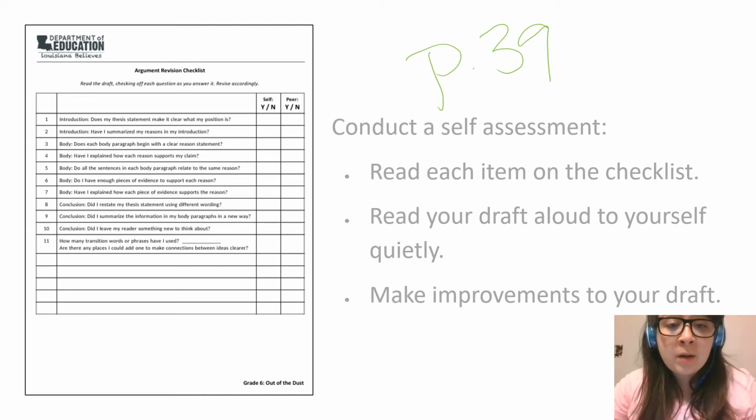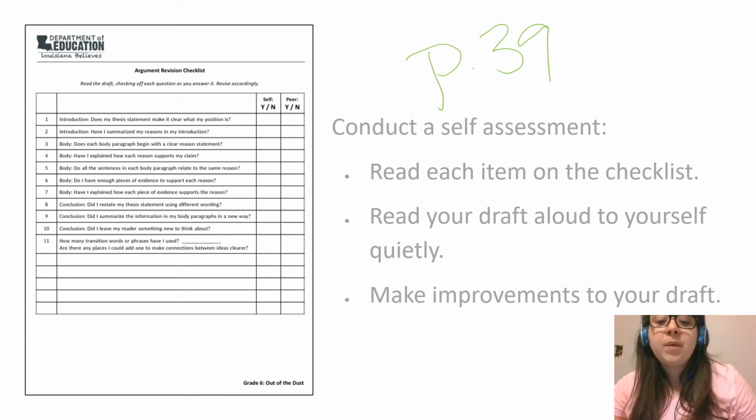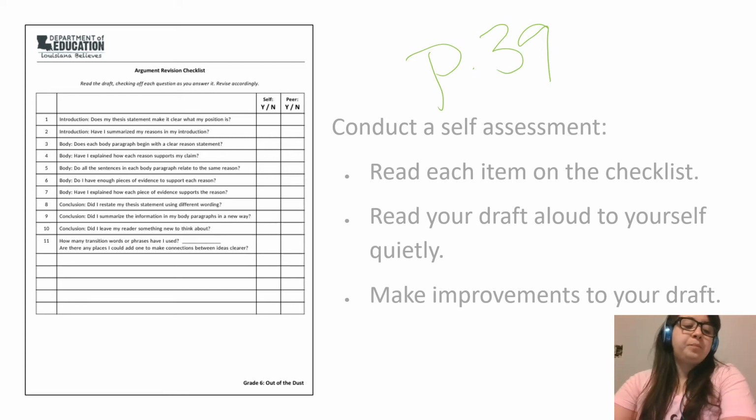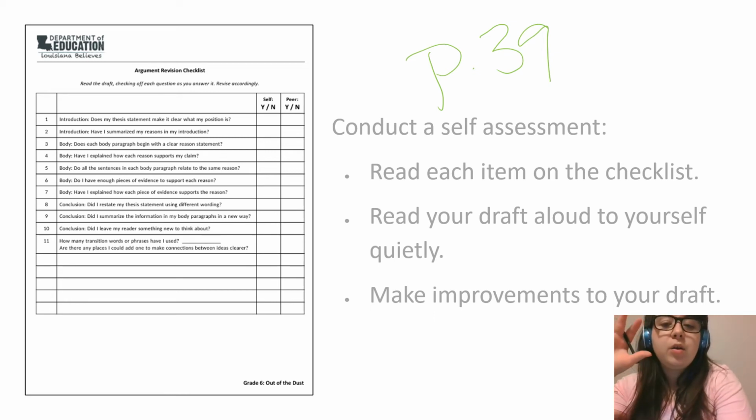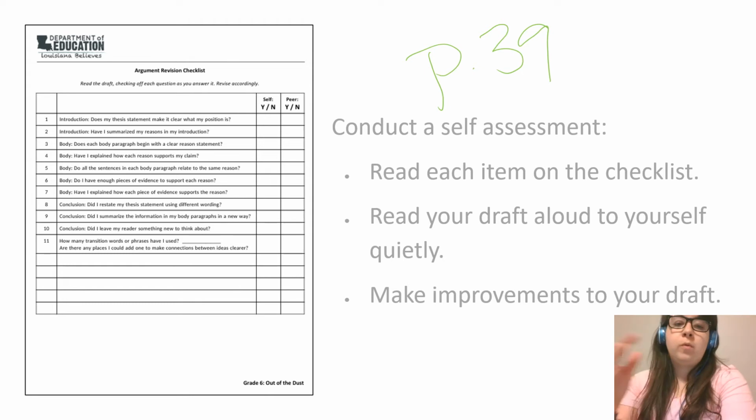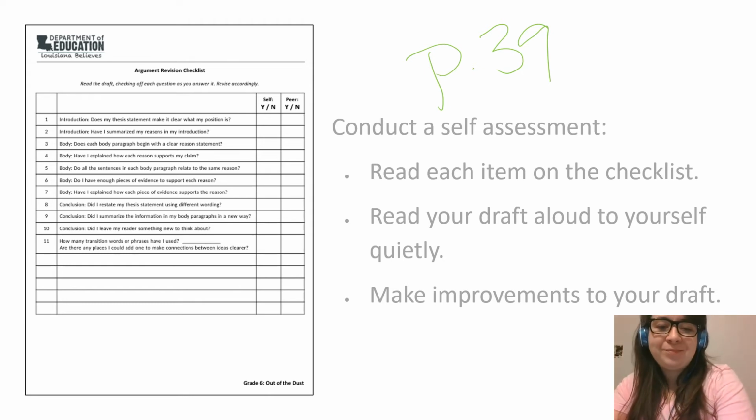So again, read each item on the checklist. Read your draft aloud to yourself quietly. Make improvements to your draft. So let's read through this together, okay? So read your draft that you've written, okay? So take a minute, pause, read this out loud, okay? Don't read it in your head. Actually read it out loud. And then when you're ready, after you finish reading it, press play again to get the video playing, and then we'll continue on, all right? So press pause now.